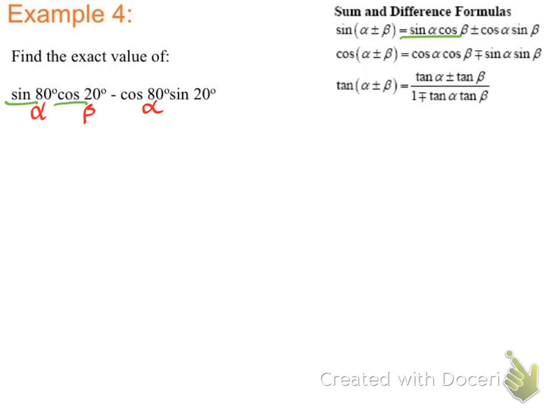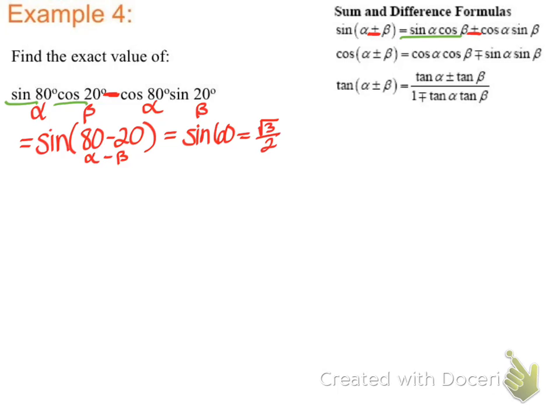Then, since the equation uses subtraction, that means the sine has subtraction inside of the sine value. So using this formula backwards, I can replace this long expression with the sine of 80 minus 20, because it's alpha minus beta, which is the same as the sine of 60. Now that's on my unit circle. The sine of 60 is just square root of 3 over 2. And we're done with this question. We found the exact value of that subtraction problem by working backwards with our sum and difference formula.